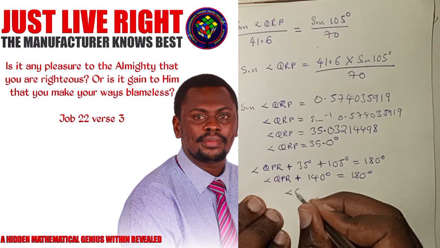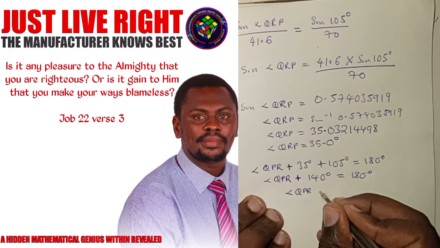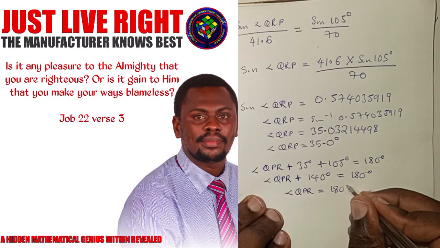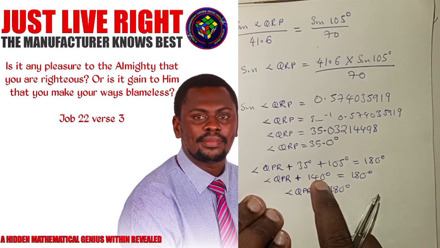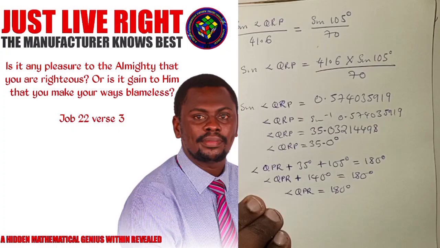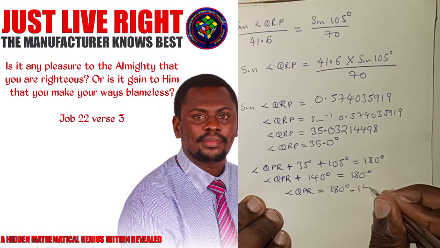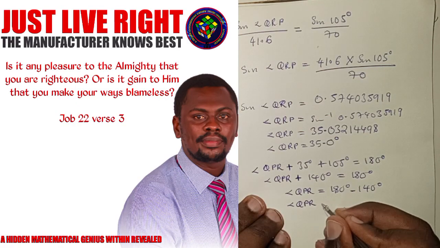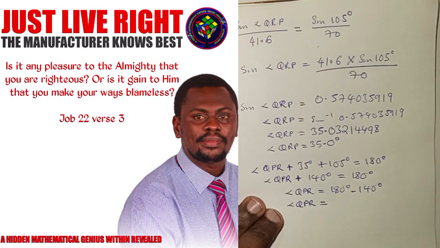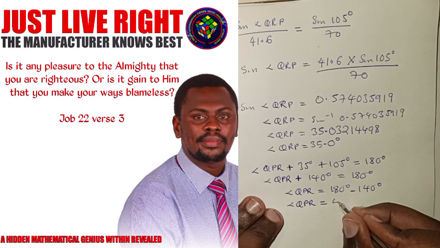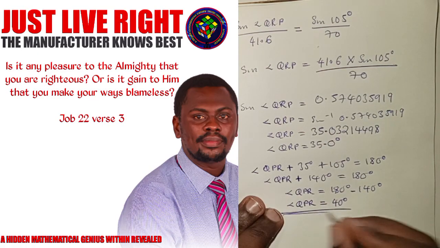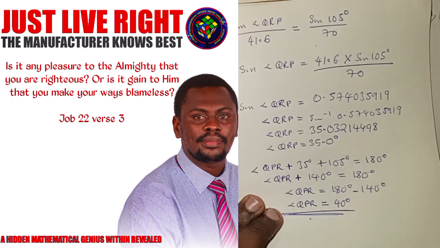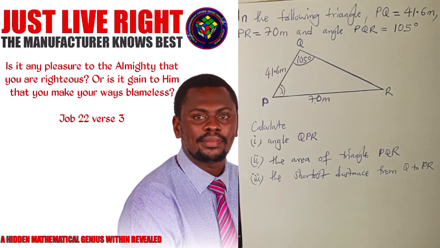So angle QPR is equal to 180 degrees. The plus 140 degrees, this side it will be minus 140 degrees. So angle QPR is equal to, what is 180 minus 140? Yes, you get 40 degrees. So that is the answer for angle QPR. It is 40 degrees. We go to the second question.